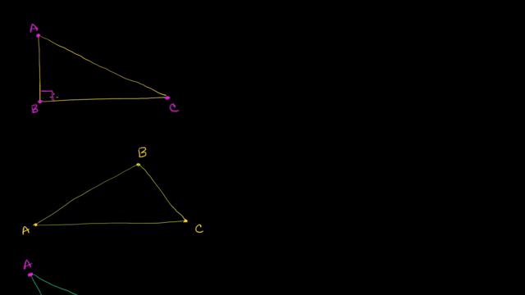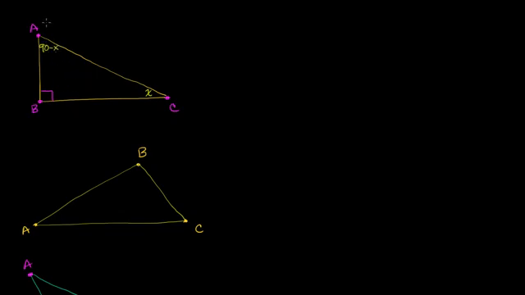So we know that this is 90 degrees right over here. Let's say that this is x degrees right over there. We have x plus 90 plus this thing has to be equal to 180. So this thing and this thing have to add up to 90. So let's just call this 90 minus x.